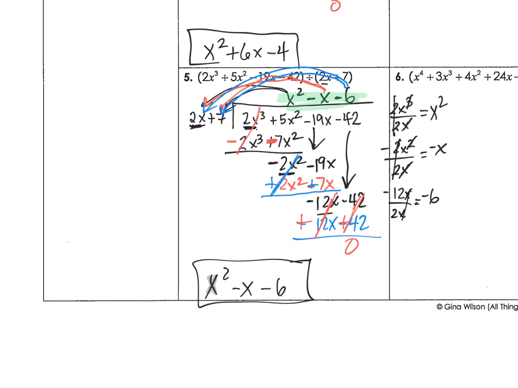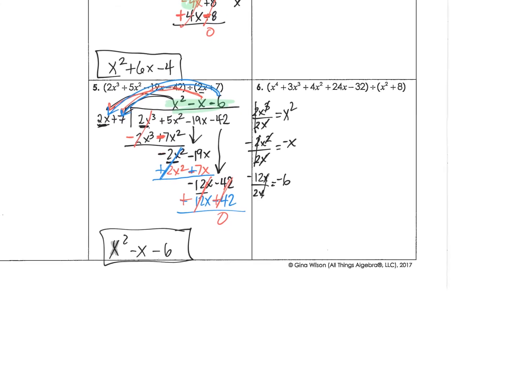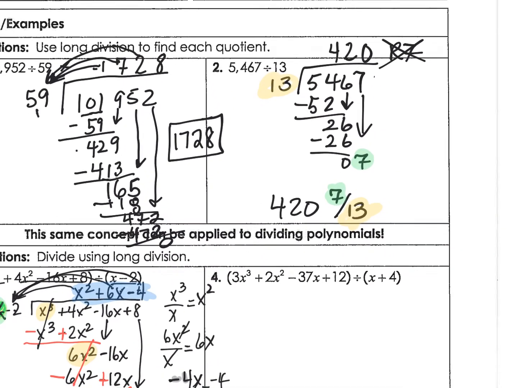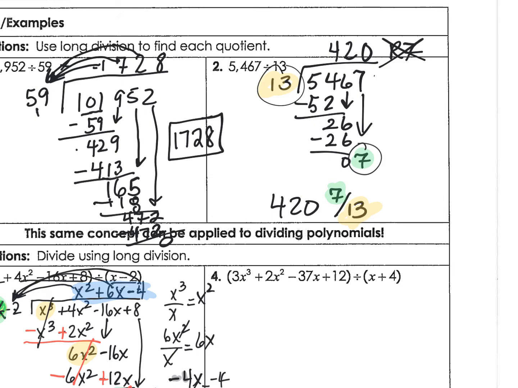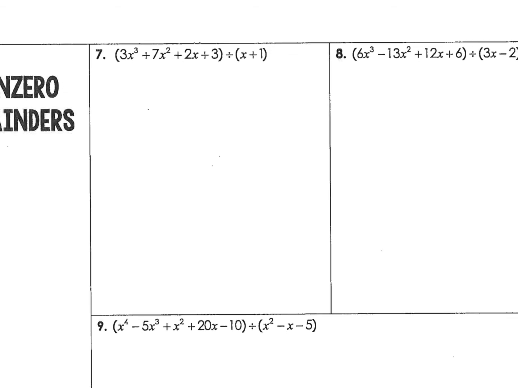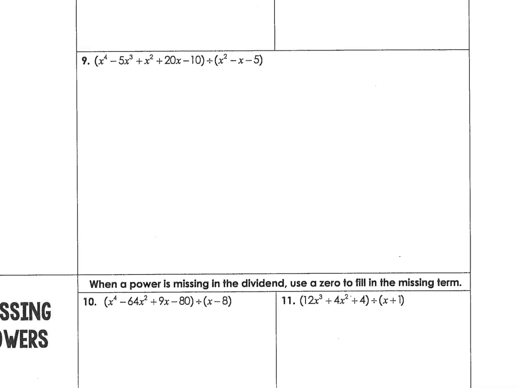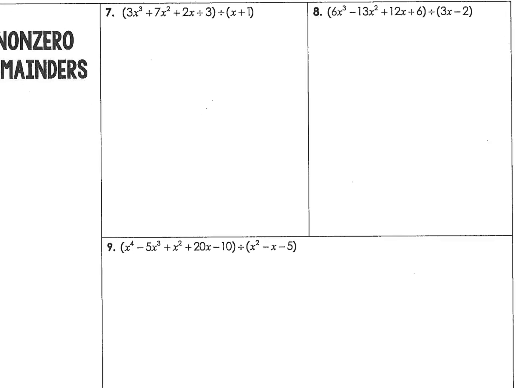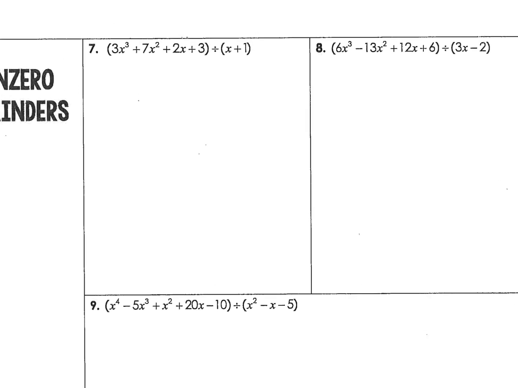All right. So that's the basics of polynomial long division. Let's look at one where we have a non-zero remainder. On this page, what we did when we wrote this was we wrote whatever was left over here over this. So, okay, what happens when we have a remainder? Let's look at number 7 and then we'll look at 9. So let's set this up. We've got x plus 1 out here, and we have 3x cubed plus 7x squared plus 2x plus 3 here, okay?